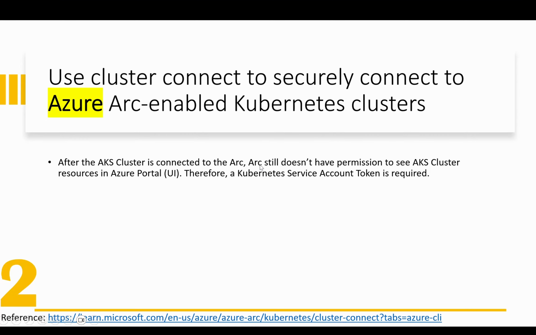Great. Let's jump back to theory a little. As I mentioned here, after the AKS cluster is connected to the Azure Arc, Arc still doesn't have permission to see AKS cluster resources, for example, namespaces, pods, this stuff. Therefore, a Kubernetes Service Account token is required, as I demonstrated and explained.